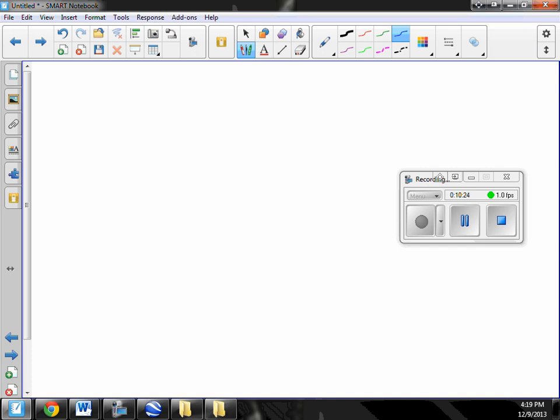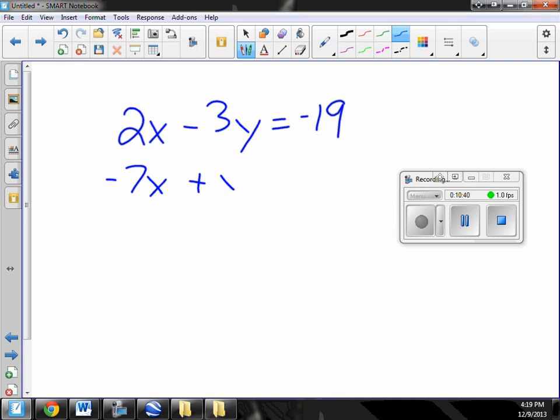So we'll do another one. 2x minus 3y equals negative 19. And negative 7x plus y. Oops, that's wrong. 7x minus y equals 19. Oops. Both of these are positive 19. So change both of those 19s to positives.